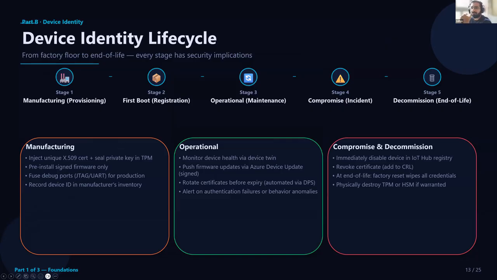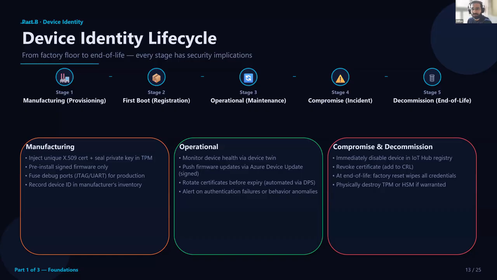So manufacturing, this is where identity is born. The device gets its unique, let's say, X.509 certificate injected. Then the private key is sealed in the TPM. This should happen in the secure manufacturing environment. If the key generation happens in the open, the identity is compromised from birth.